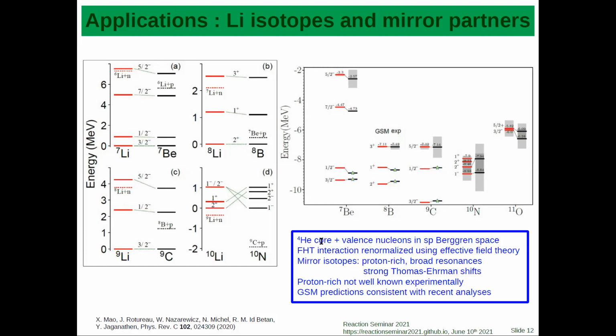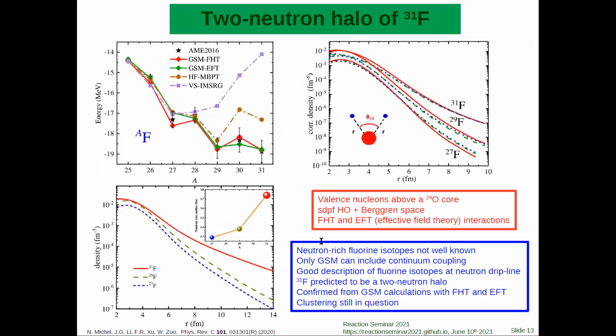So that the Gamow Shell model can help determine their structure. And for the moment, we have seen that it is consistent with recent analysis, so that this shows that the Gamow Shell model can be used to study nuclei at the drip line where continuum coupling is very large. I will present two examples of a structure at the drip line before going to reactions.